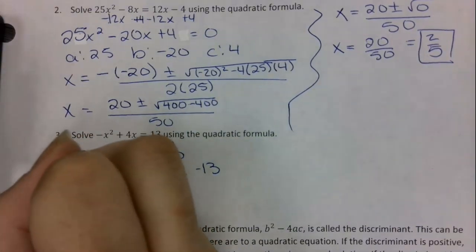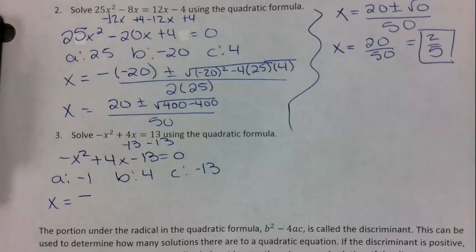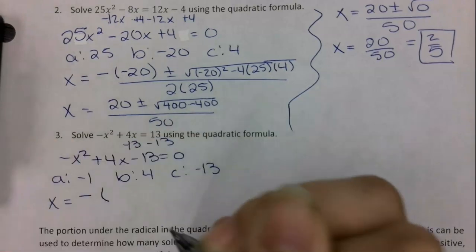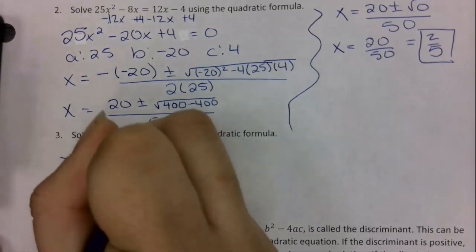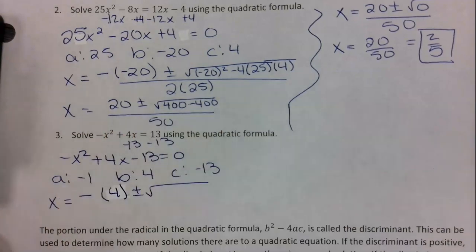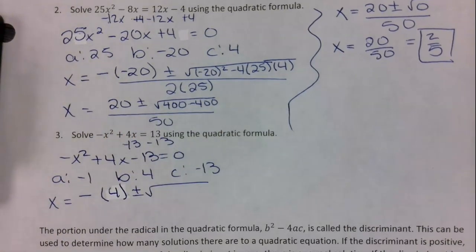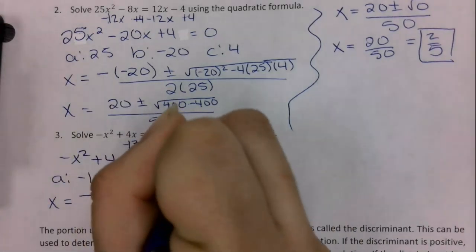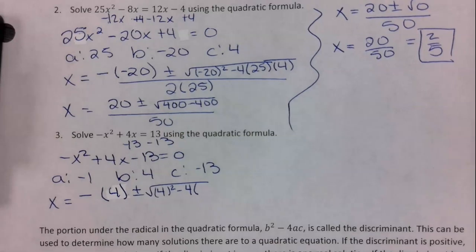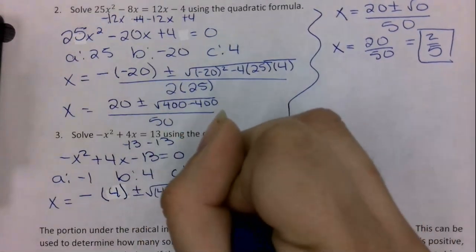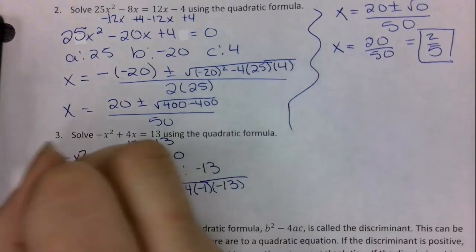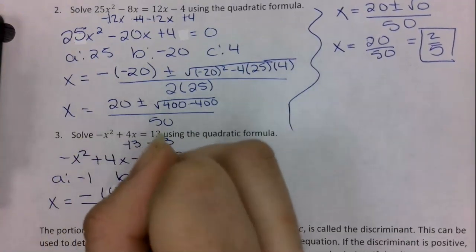So then I plug into the formula, so I have negative from the formula. What's my b value? 4. Plus or minus the square root. What goes inside? 4 squared, minus 4. What's my a value? What's my c value? And then it's over 2 times a, so 2 times negative 1.